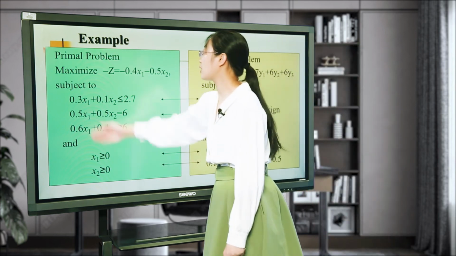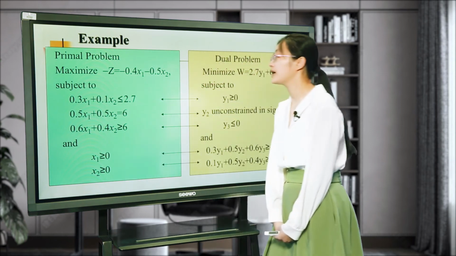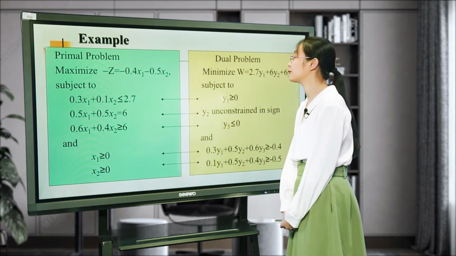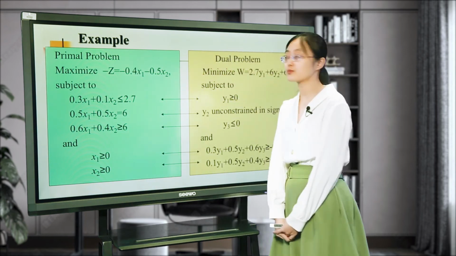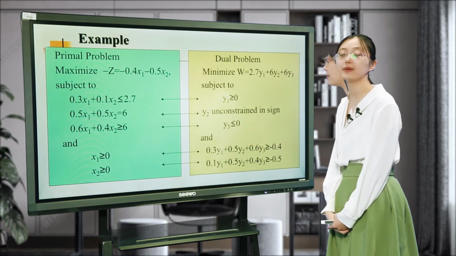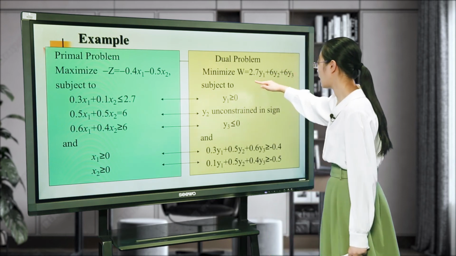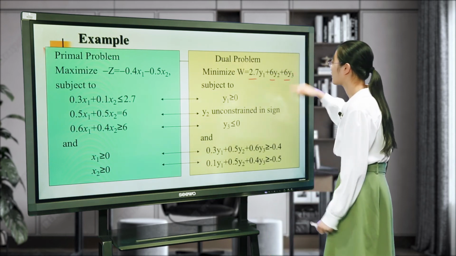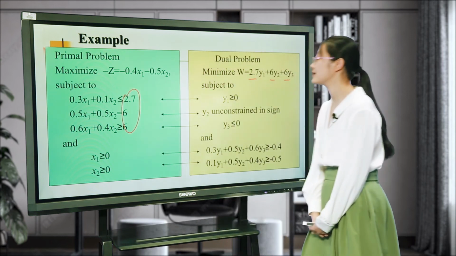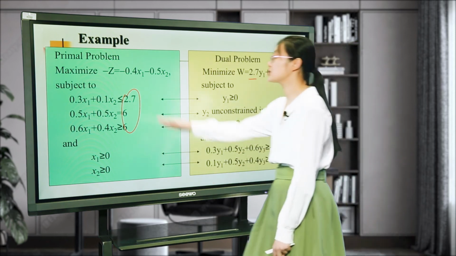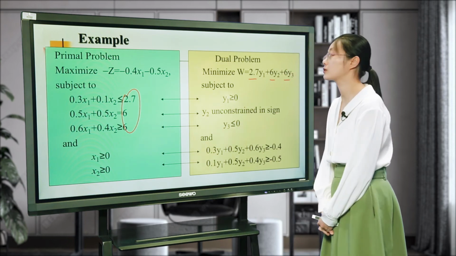If we have the primal problem of maximizing a function with all the restrictions, then we can correspondingly find out its dual problem. So the primal problem is a maximization problem, our dual problem is a minimization problem. And then the coefficients in the objective function of our dual problem are the right side of our primal problem, 2.7, 6, and 6. And each constraint in our primal problem corresponds to a variable in our dual problem.